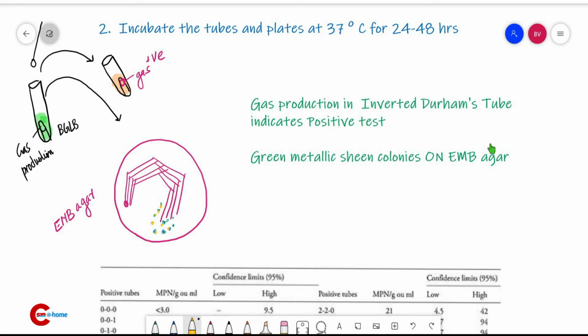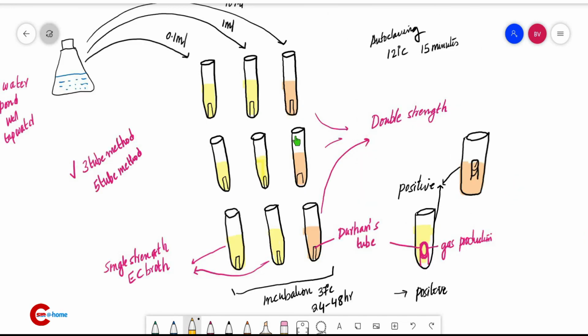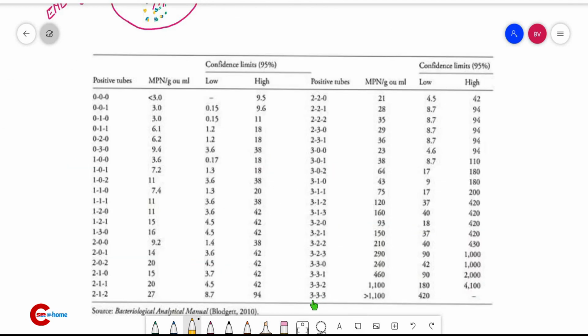Finally, we have to check the result with an MPN table. Here you can see, first we need to check this one. 1, 2, 3. If 3 are positive, that means gas production positive, the value is 3. Then look for 1 ml. If the 3 tubes are positive, then 3. Then look for 0.1 ml. If the 3 tubes are positive, then you can write 3. What is the value? 3, 3, 3. We can check 333. That means all the tubes are positive.